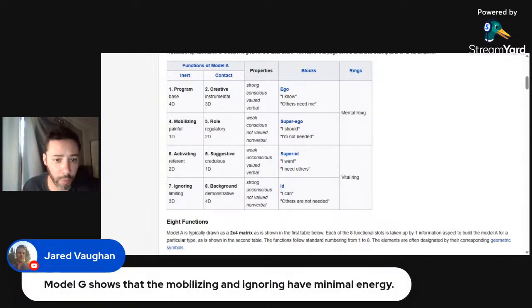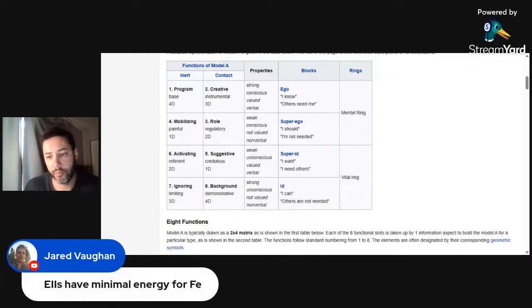Model G shows that the mobilizing and ignoring have minimal energy. I guess it does. I don't know. EIIs have minimal energy for FE. Yeah, I kind of agree with this. Again, it's kind of what I was saying earlier. If you throw an EII in a very FE kind of heavy thing, they can play along for a little while, and then that's it.